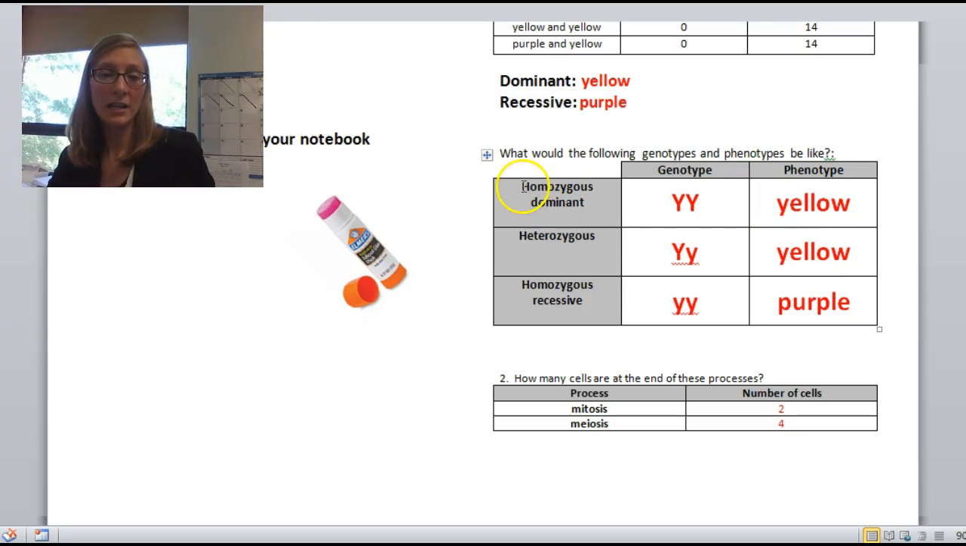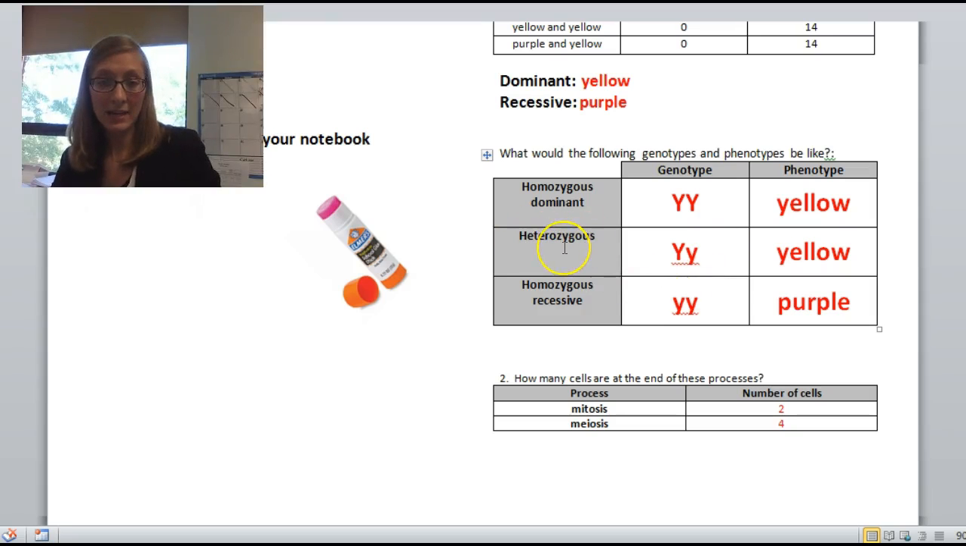So for homozygous dominant, homozygous means same, and dominant is telling us that they are both going to be dominant. So those are going to be a genotype of both capital Ys. Our phenotype is going to be presented as yellow. That means that the yellow color is going to be the dominant color being shown.